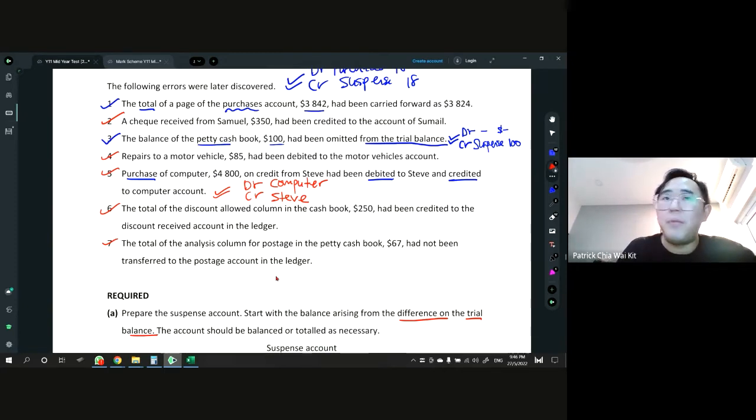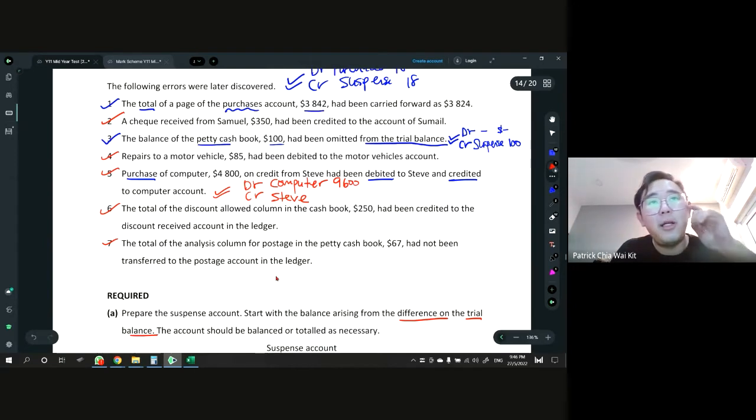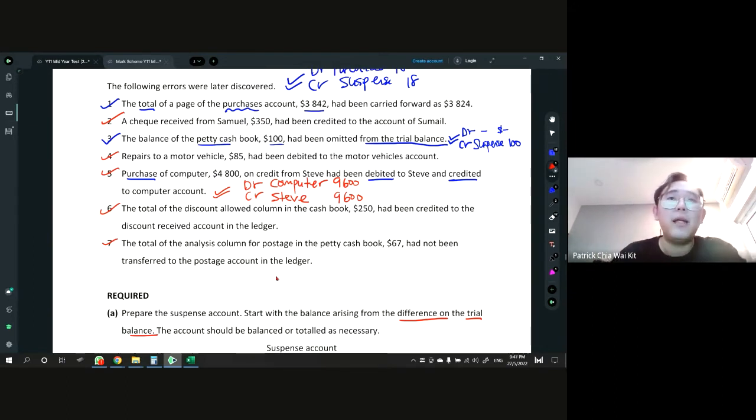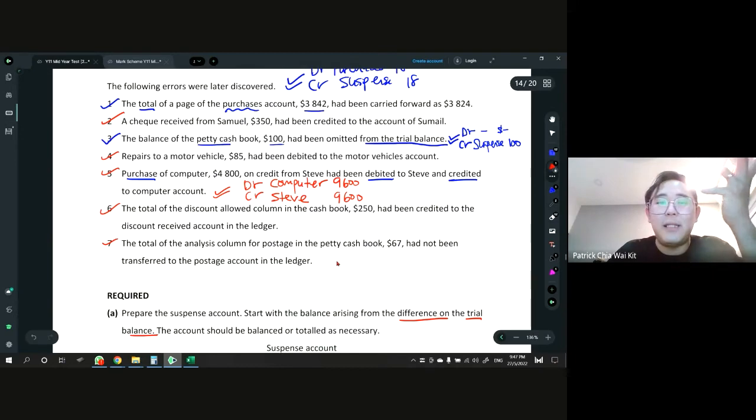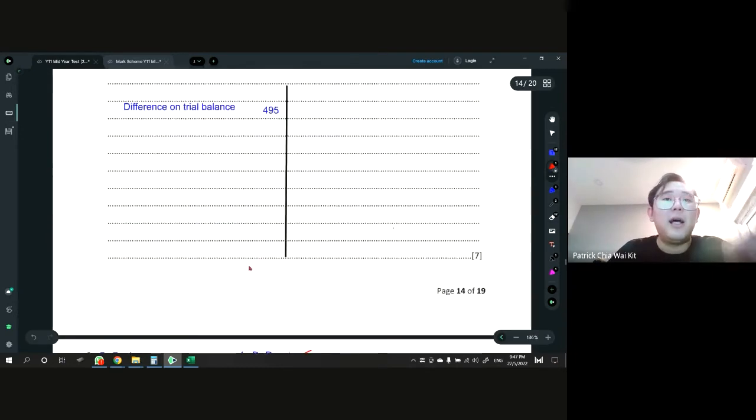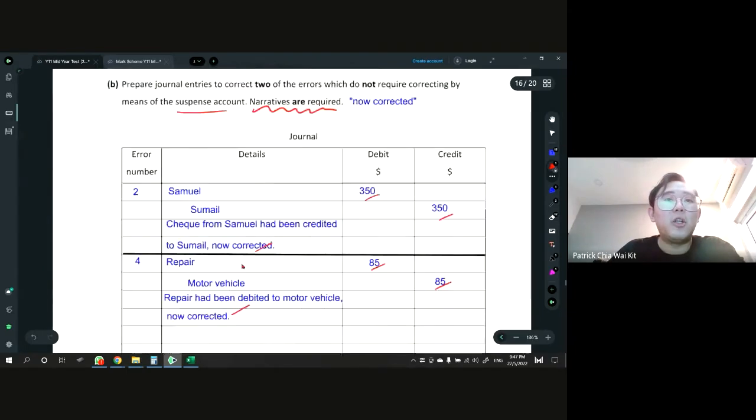So the correct answer is, the amount cannot be put 4800 already. So it has to be double, right? It's just times 2. So it becomes 9,600. Okay, 4800 times 2 is 9,600. Okay. Since this one also no suspense needed, right? Because DR CR occupied. If you choose to put this answer, then you can write this in your journal.